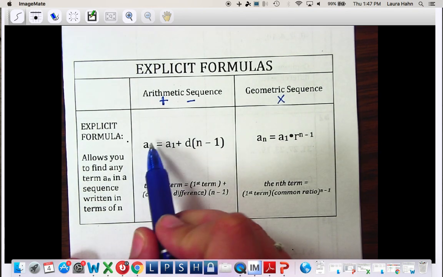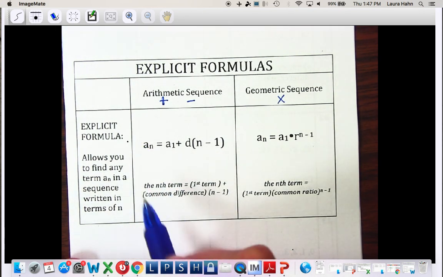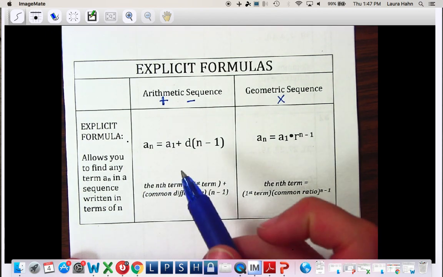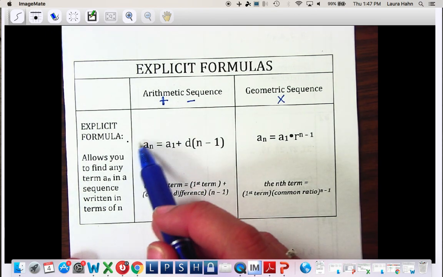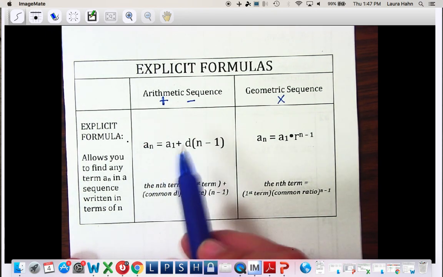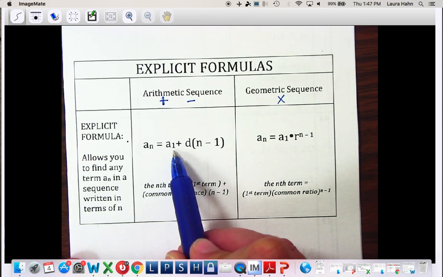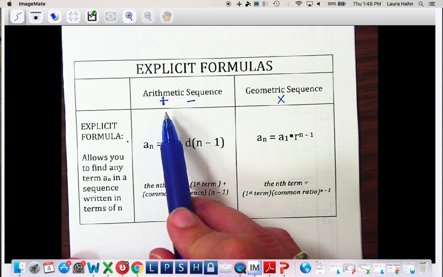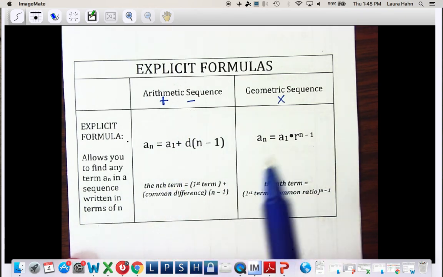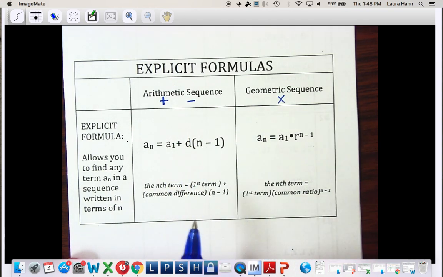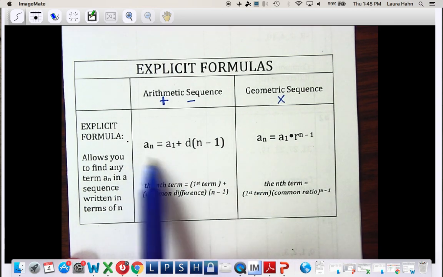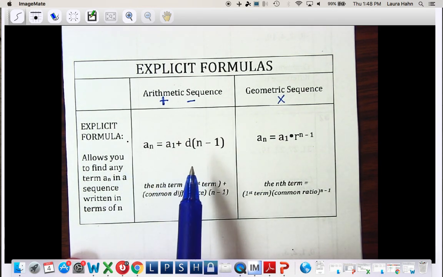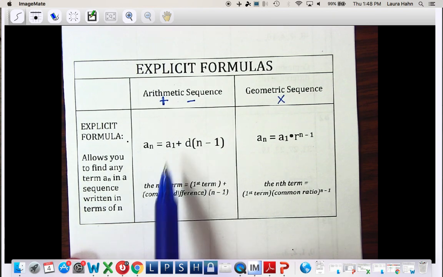Alright, so we know that a sub n stands for the nth term, or your next term, or whatever term that you're trying to find. We know that a sub 1 stands for the very first term. We know from yesterday that d stands for our common difference, so what number are we adding every time, or what number are we subtracting every time? And then n minus 1. Okay, so this time we're going to be using this formula.